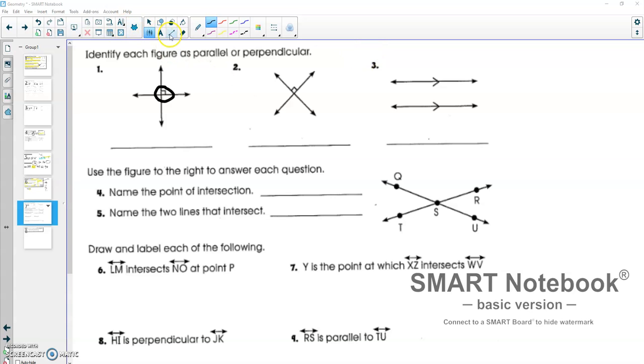Good morning. We're going to go over the homework first and then go on to a new lesson. Right now, I want you to look at this. Identify each figure as parallel or perpendicular.